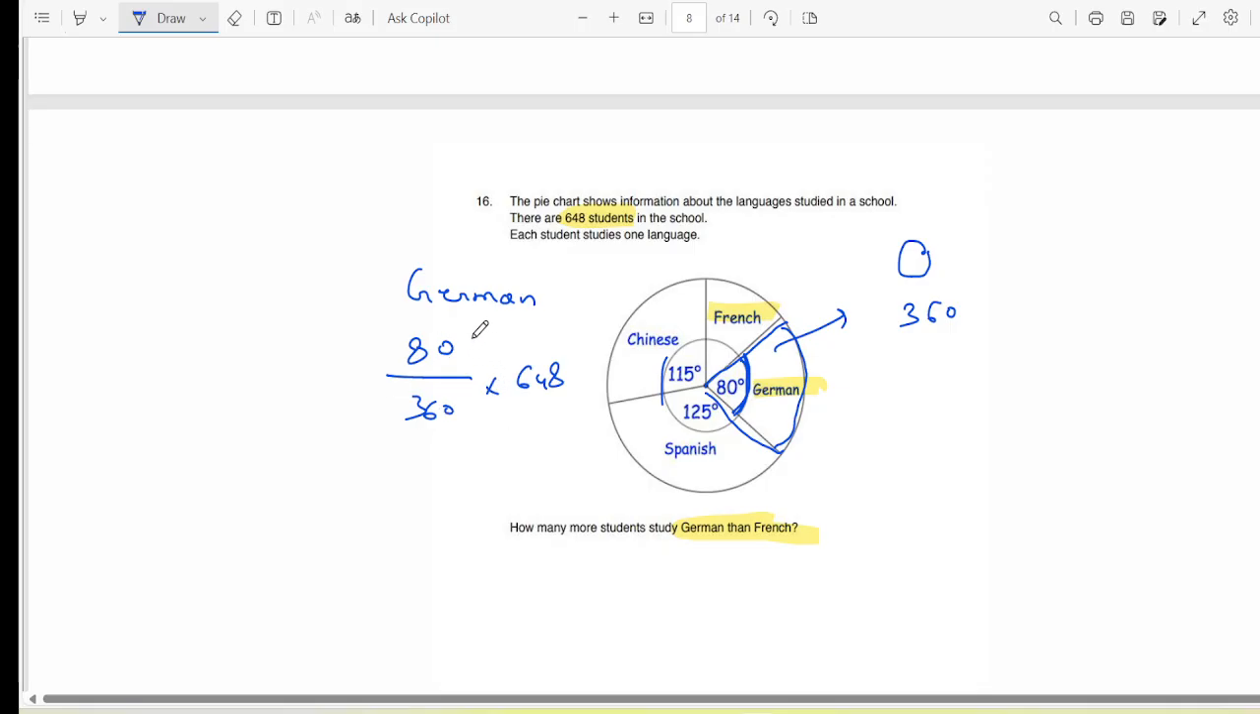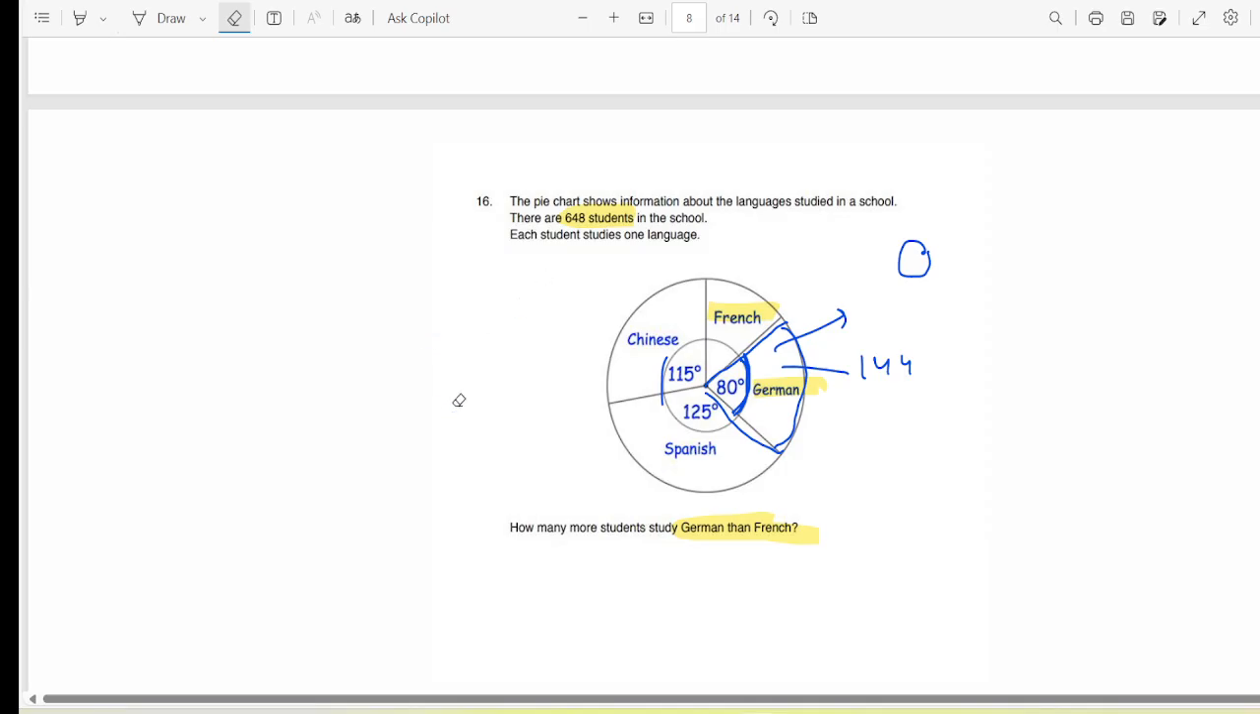So if I just calculate it, this would give me 2 over 9 times 648. This would give me 144. So the students who study German are 144 students. Now let's find for French.